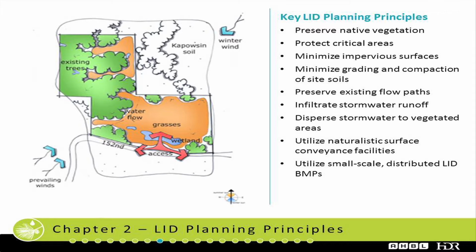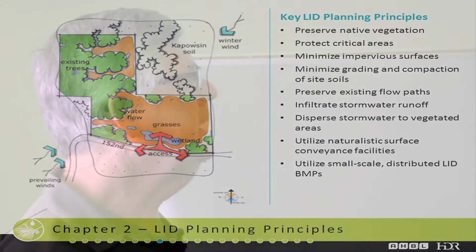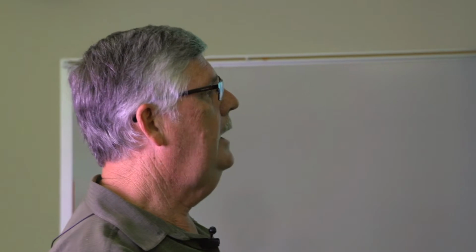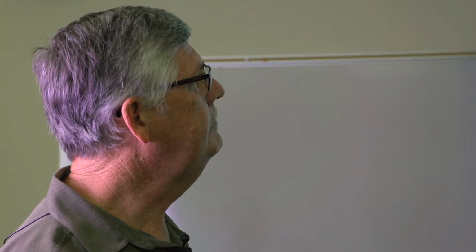We attempt to identify and preserve existing storm drainage flow paths. We attempt to disperse stormwater to vegetated areas. And we try to utilize naturalistic surface conveyance facilities rather than piped conveyance. And we utilize small-scale distributed LID technologies.